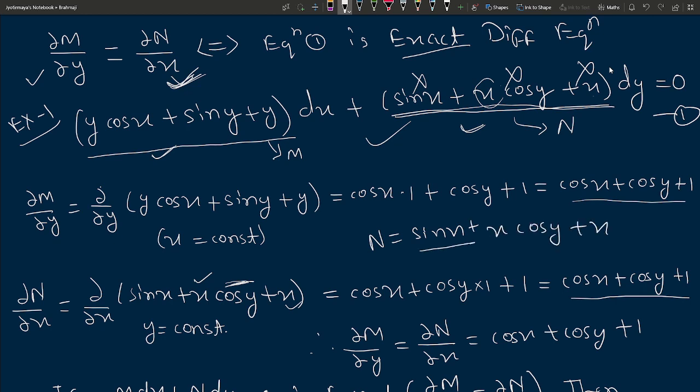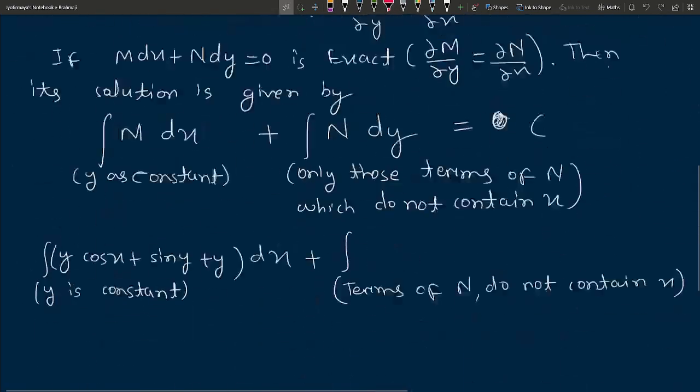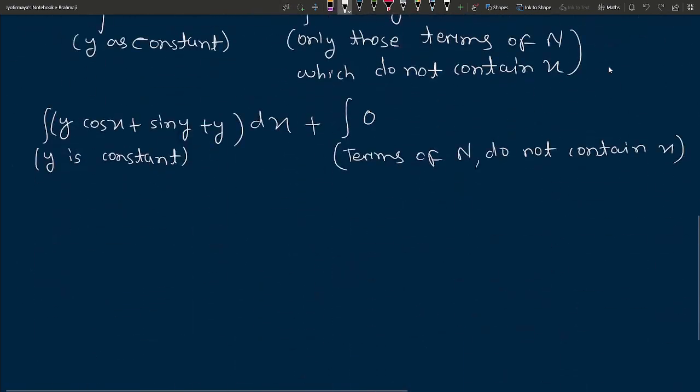Now there are a total of 3 terms and all 3 terms contain x, so you will not write any term of N. So here you put 0 equal to constant, because all terms of N contain x.